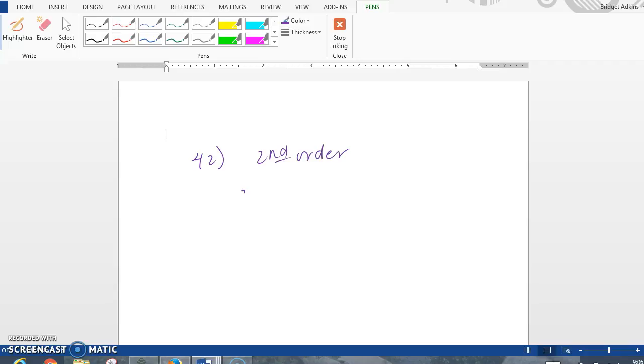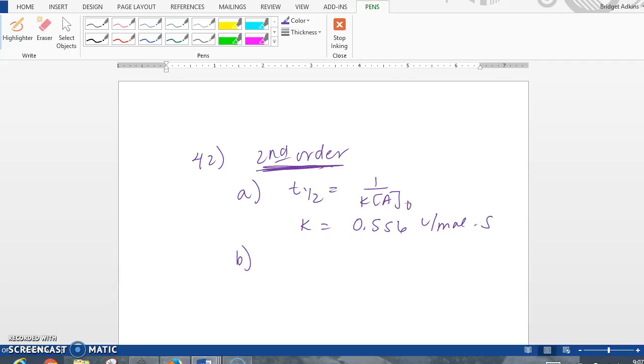So in part A, they want you to solve for the K. They've given you the half-life, and so we use T1 half is equal to 1 over K times A naught. So in that one, K comes out to 0.556 liters per mole per second. In part B, they're asking you to solve for time. So again, it's second order, so find that second order integrated rate law. Solve for T, and your T comes out to 16 seconds on that one.